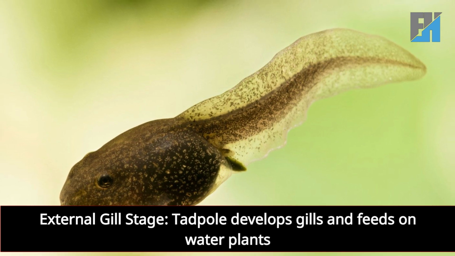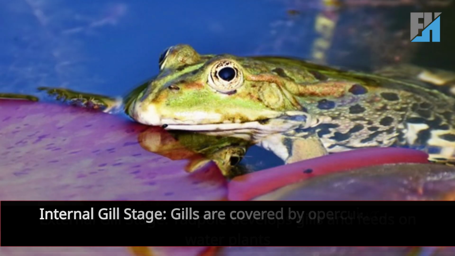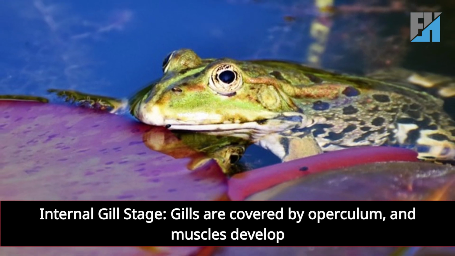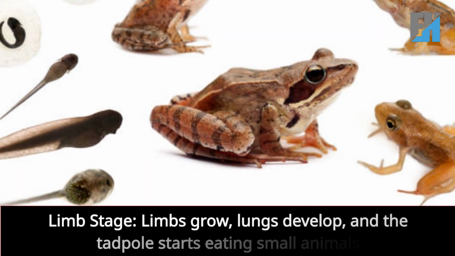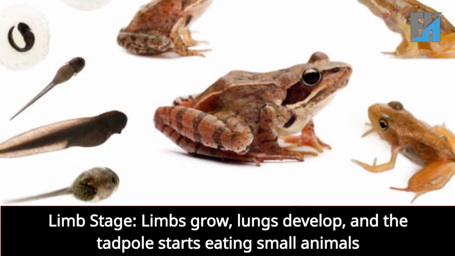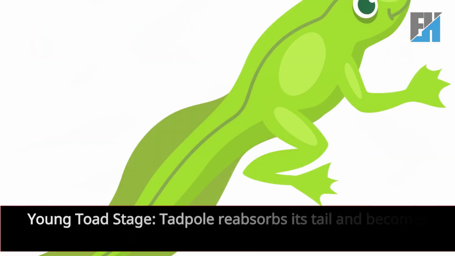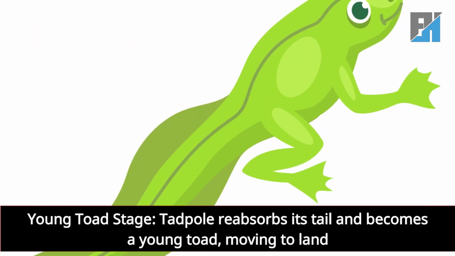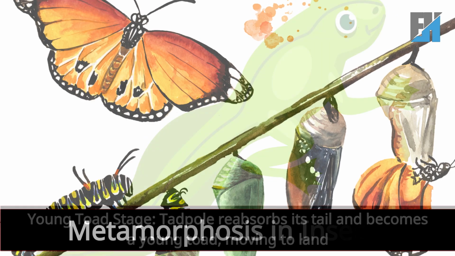External gill stage, tadpole develops gills and feeds on water plants. Internal gill stage, gills are covered by operculum, and muscles develop. Limb stage, limbs grow, lungs develop, and the tadpole starts eating small animals. Young toad stage, tadpole reabsorbs its tail and becomes a young toad, moving to land.